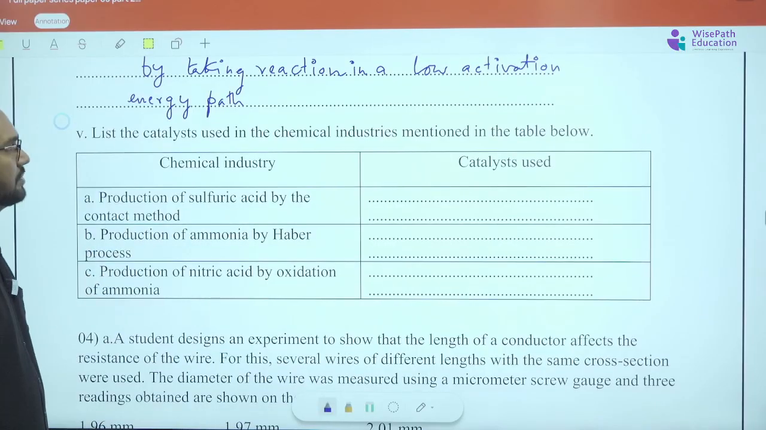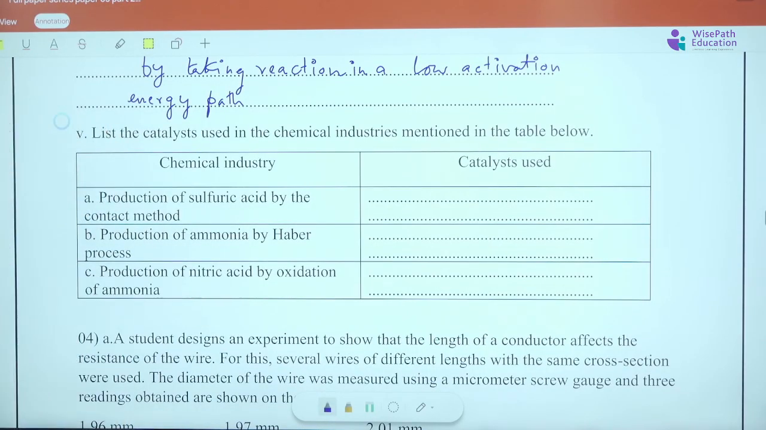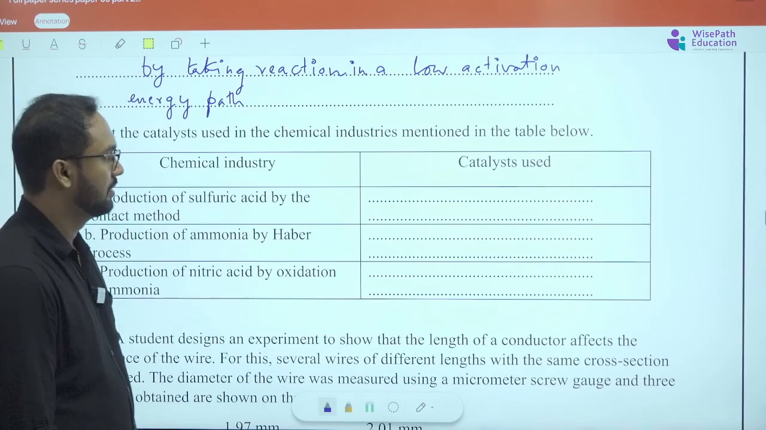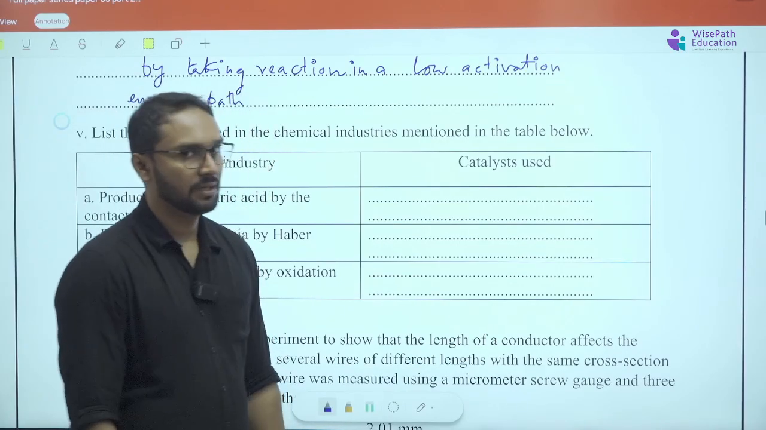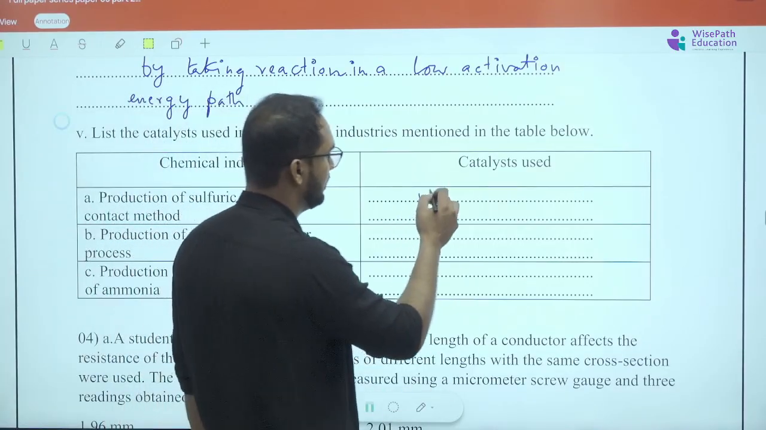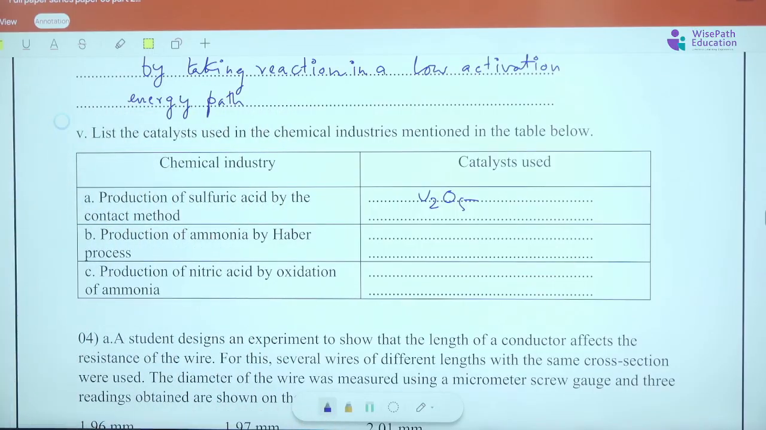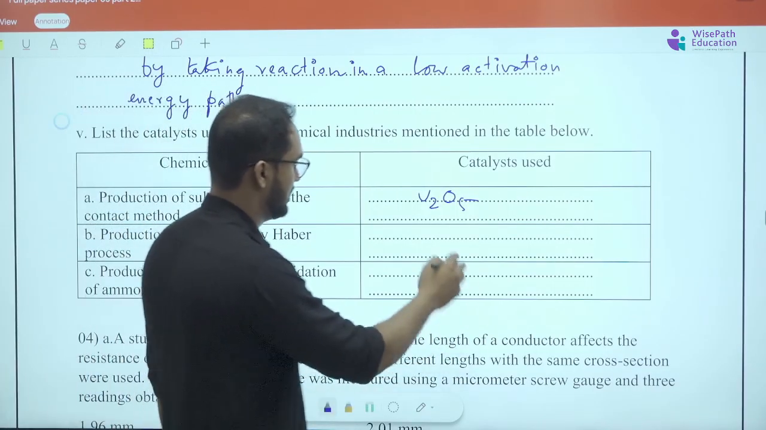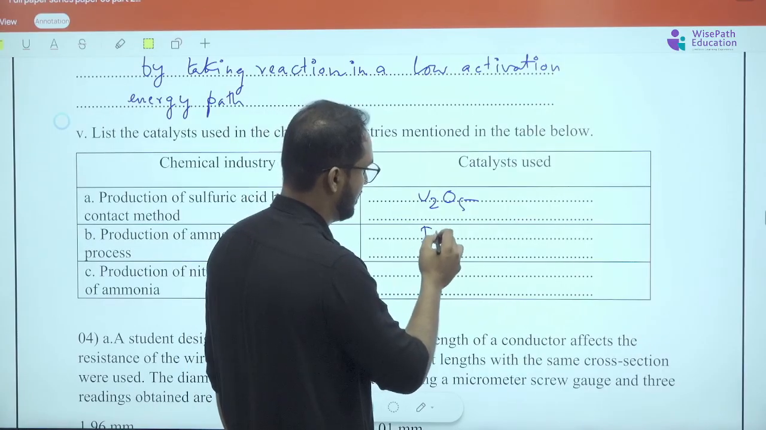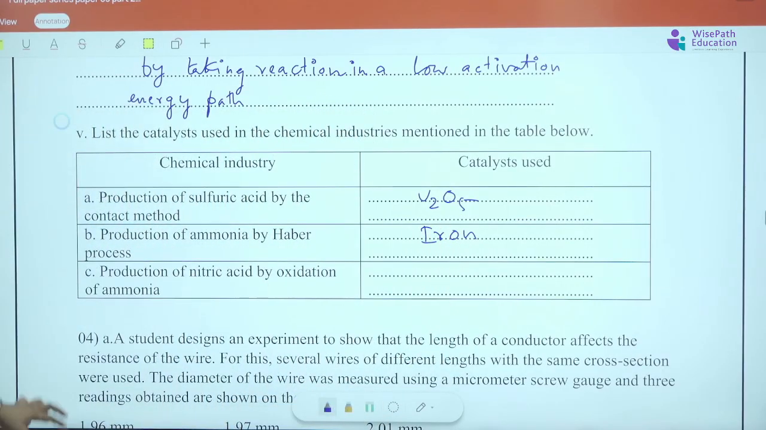This is the catalyst used in the chemical industries mentioned in the table below. Production of sulfuric acid by contact method. What was the catalyst? V2O5, right? Vanadium pentoxide. Production of ammonia by Haber process. Yes. Iron. The soft iron, you can write it as soft iron as well.